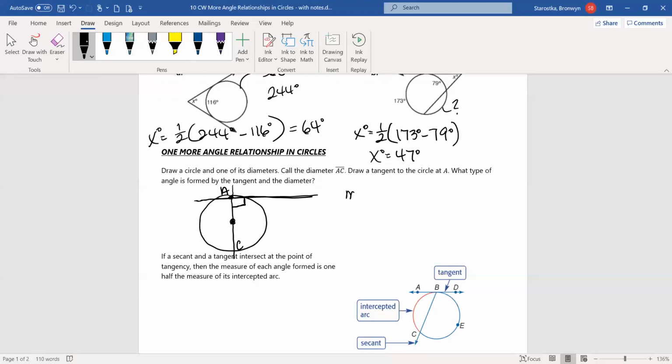So the measure of AC is 180 degrees. It's a straight line. Straight lines measure 180 degrees. The measure of angle A at the point of tangency is 90 degrees. And this arc, AC, also equals 180 degrees.